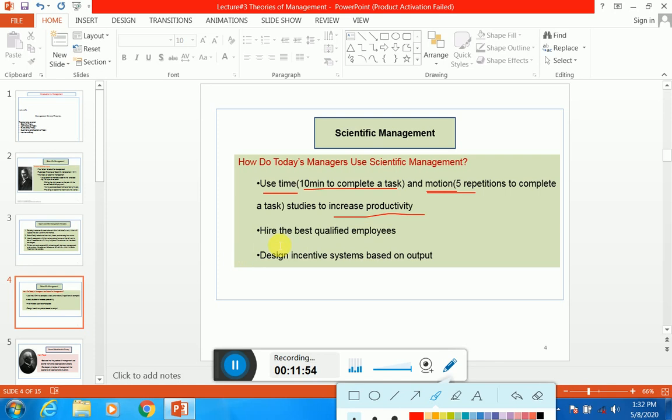Second, already we have discussed, hire the best qualified employees and design an incentive system based on the output, that is piece per rate. So your employee produces units, and per unit produced they get paid. Is it? So that was the whole concept of the scientific management approach. Simply stated, the scientific management approach was concerned with how to increase the productivity of the employees within the organization. Hope inshallah a bit of the idea will be clear.